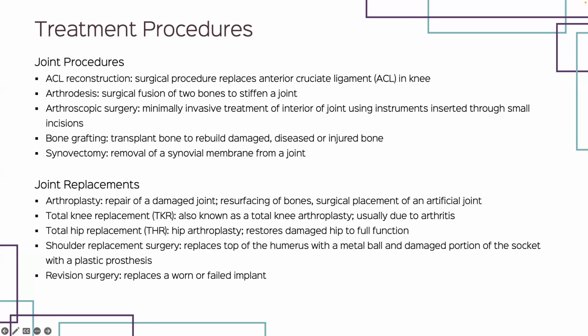Your joint replacements themselves. So arthroplasty is just going to be the repair of that damaged joint versus your actual total knee replacement, total hip replacements, your shoulder replacement. So basically anything that has a joint, any joint within your body can now be replaced, essentially.